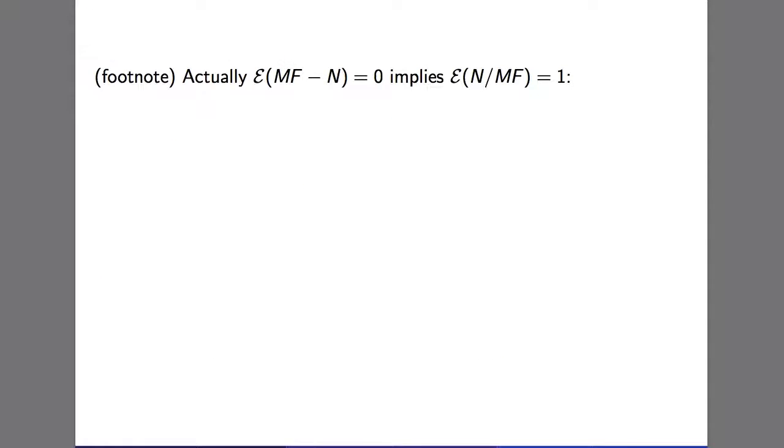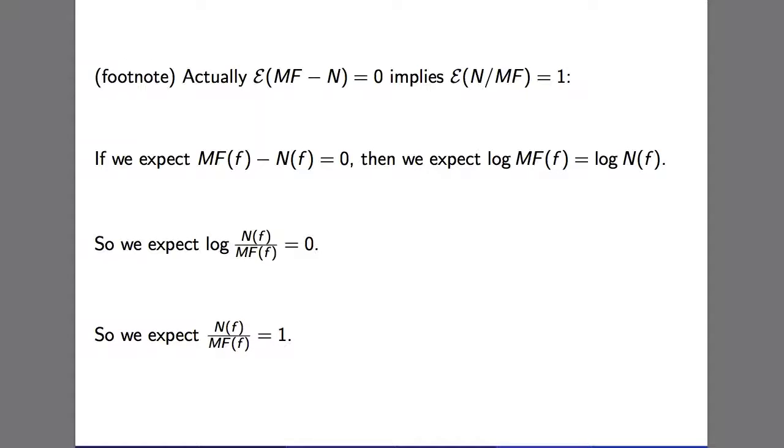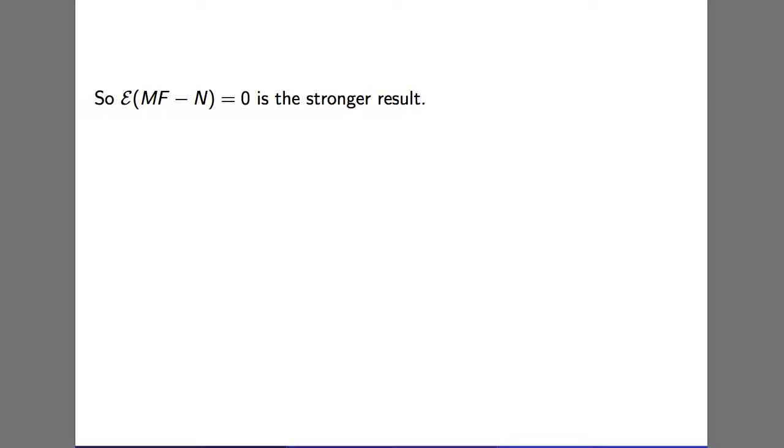Here's a little footnote. Actually, if you can prove this one, that automatically implies the second one. That's because you can do something with taking logs. So if you expect the minimum number and the Nielsen number, the expectation of the difference to be 0, then you can take the logs of everything or move this around and then take the log on both sides. That means the log of the minimum number should be expected to be the log of the Nielsen number. But then you can move it around again and write it this way. And so that would mean you should expect the Nielsen divided by the minimum numbers is 1. So actually, this is the stronger result, that the expectation of the difference is 0.